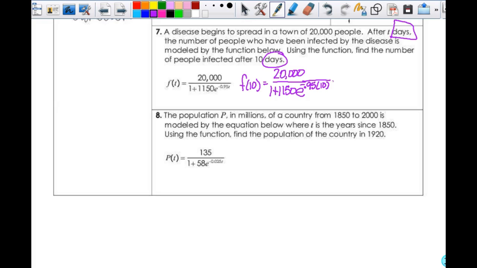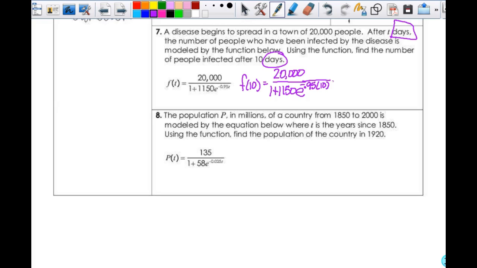Who wants to give me what they got? And I'll tell you if you're right. Anybody? What did you get, Serge? 18,414. Can I see what you typed in? Okay. Agree with that? Yes?